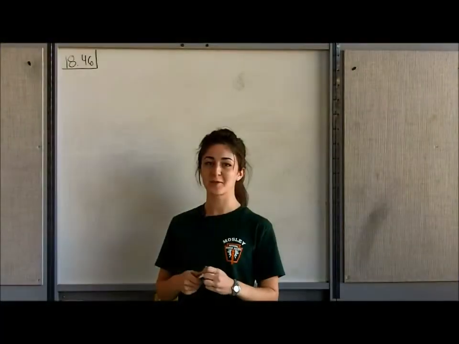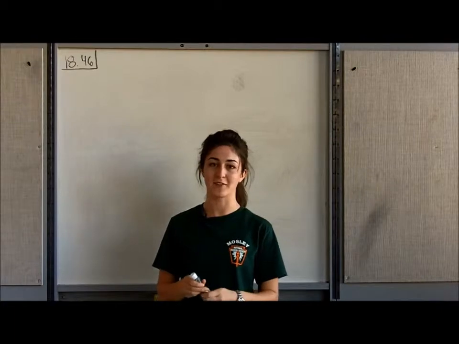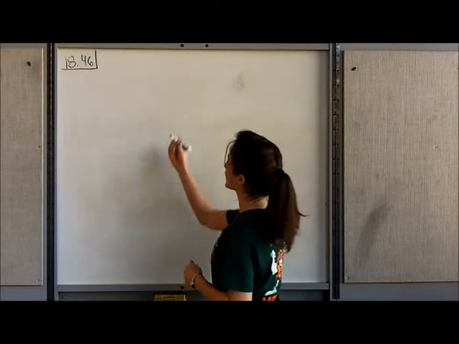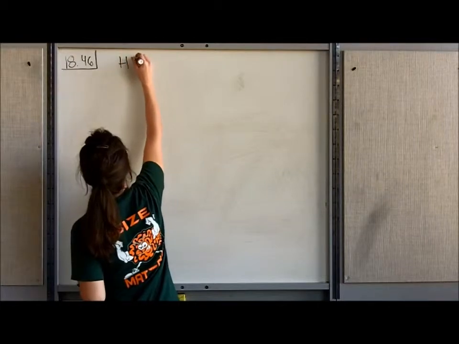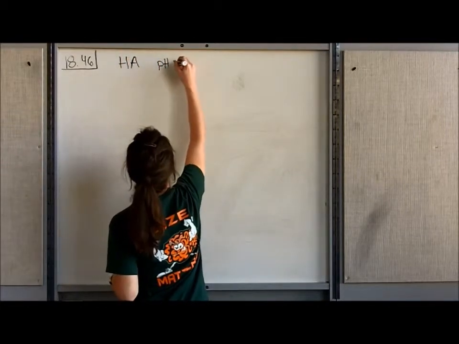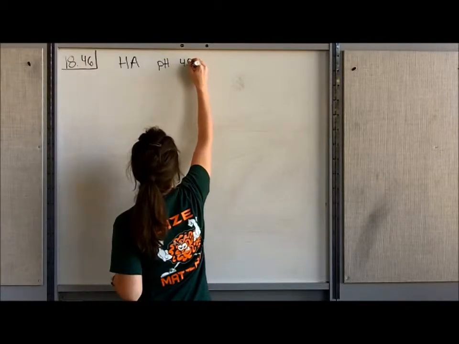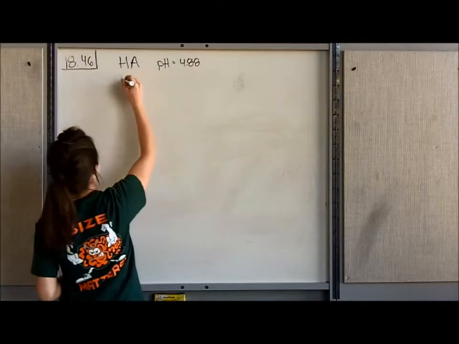Hi, today we're going to be doing problem 18.46, and this one is asking us to find the Ka of a weak acid. So first thing we're going to do is write down what we're given. We have a weak acid labeled as HA, and it has a pH of 4.88. And what we need to find is the Ka.